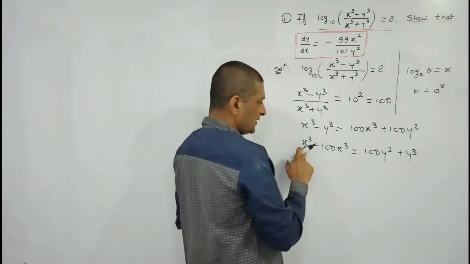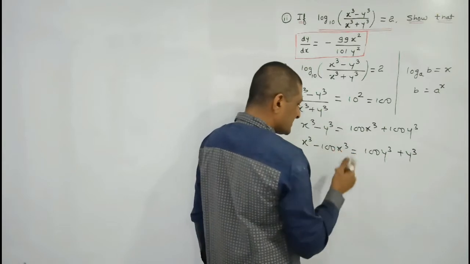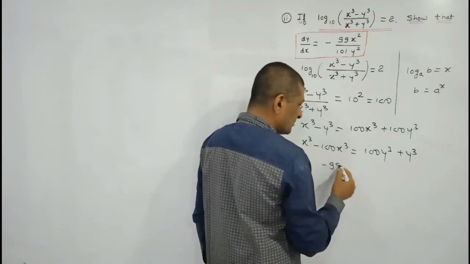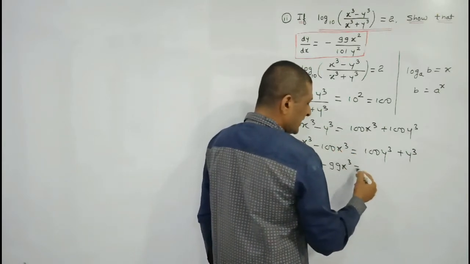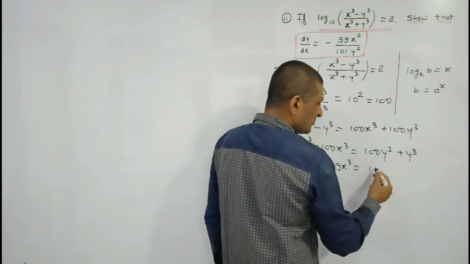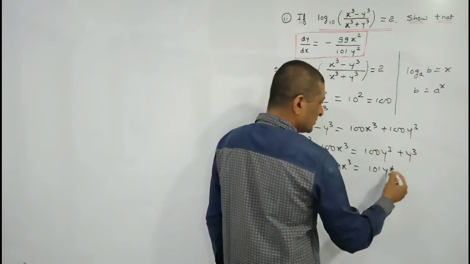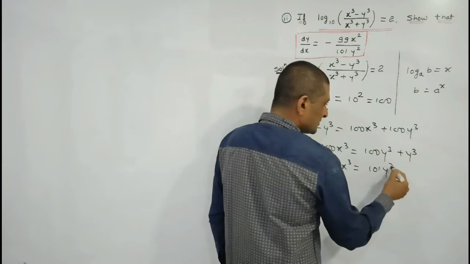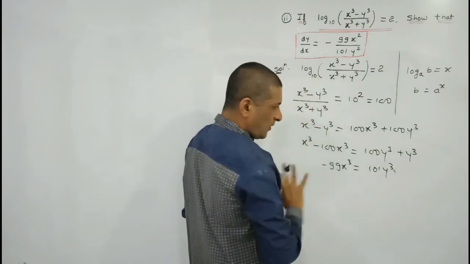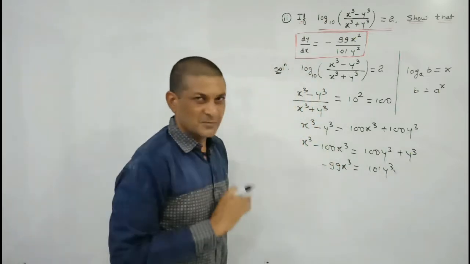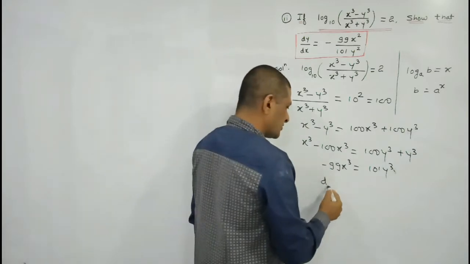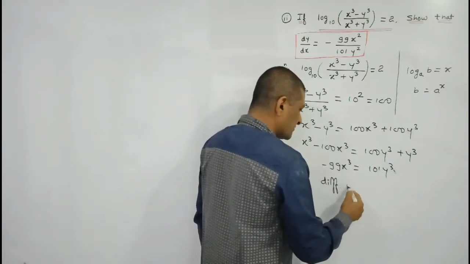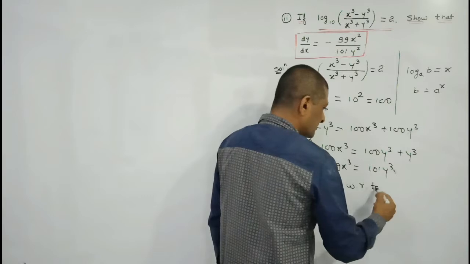Okay, so on this side x cube minus 100 x cube will be equal to minus 99 x cube, and on the right hand side this addition will be equal to 101 y cube. Okay, so here the given function is now in the simplest form. Let us differentiate it with respect to x.